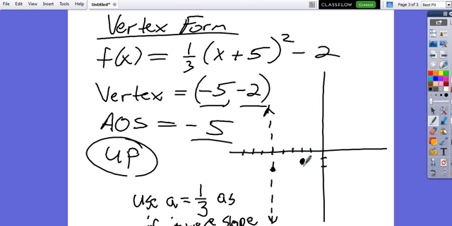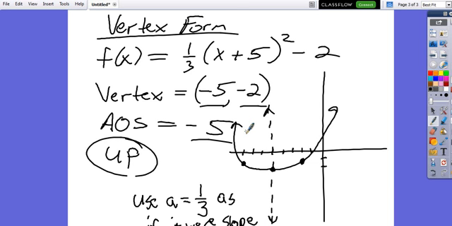So I do the opposite of that for my reflection. Up 1, left 3. Once I have those points, I can draw my curve. And there it is.